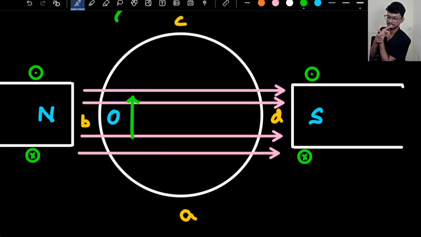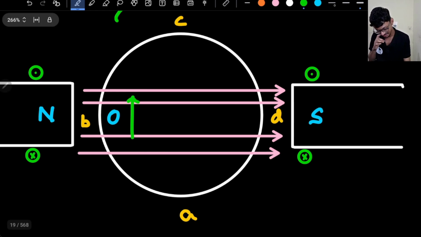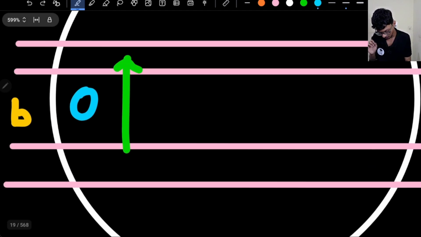The thumb will give me the direction of the force, and the forefinger will give me the direction of the magnetic field. And if you just see, I am curling my fingers here. Okay, and the middle finger is going inwards, right? If the middle finger is going inwards, that means it is basically cross. So if you observe, the direction will be just opposite.